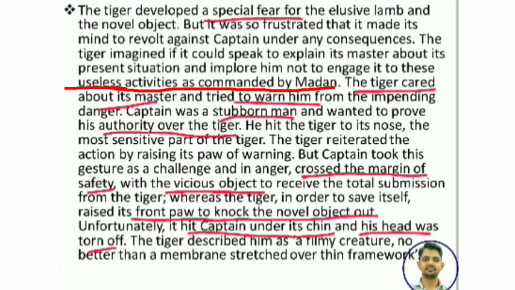To protect itself, the tiger raised its front paw, only to knock the novel object out, not to hurt the master. But unfortunately, the paw of the tiger hit the captain under his chin, and his head was torn off. The captain died instantly. The tiger at that time couldn't understand how this man, which the tiger described as a filmy creature, no better than a membrane stretched over a thin framework, meaning a thin creature with only a film on top and nothing inside, could command it, being so fragile and so weak.